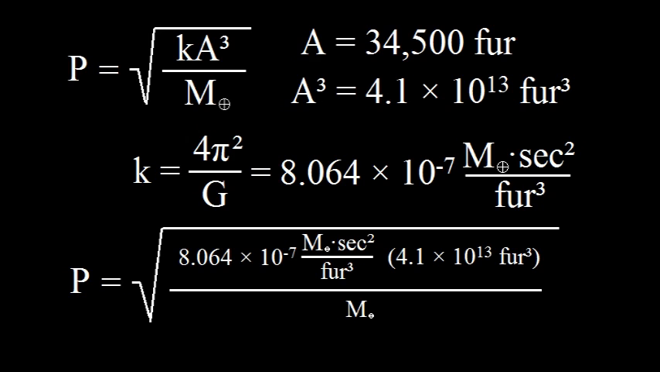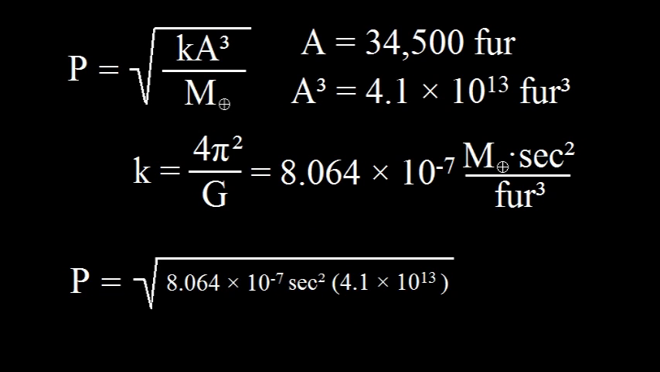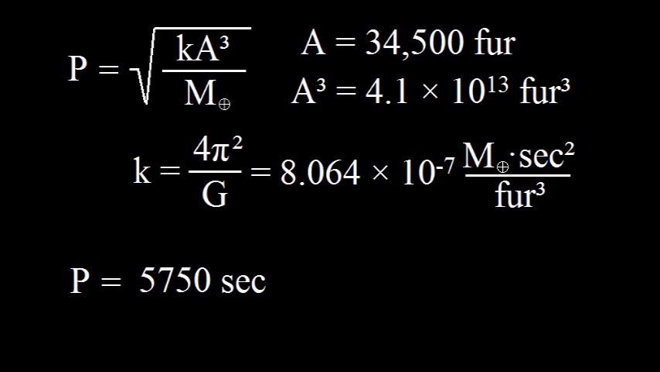But hey, guess what? Those cubic furlongs per cubic furlong, they cancel each other out. The mass of the Earth cancels out too, so we don't even have to bother looking up the Earth's mass, because the equation now reduces to the square root of 8.064 times 10 to the minus 7th seconds squared times 4.1 times 10 to the 13th. Plug those numbers into your scientific calculator, multiply them together, and take the square root, and we get a period of 5,750 seconds, or about 96 minutes.